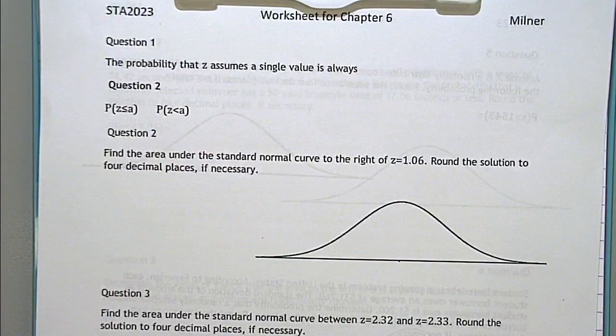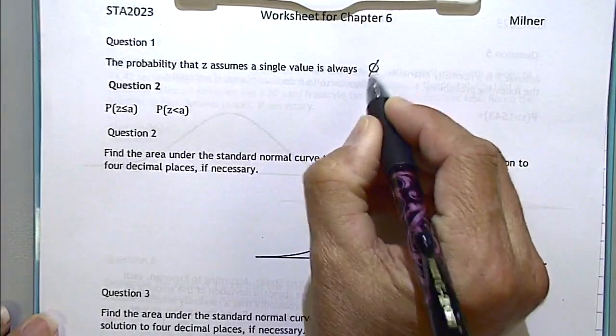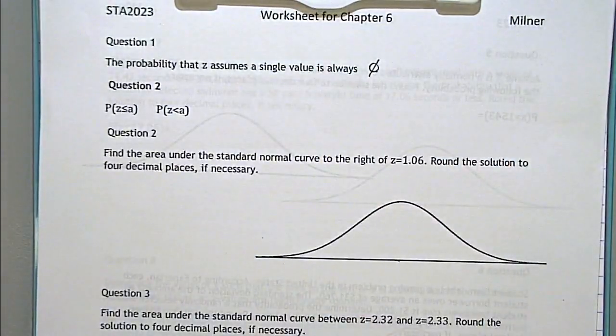The probability that z is a single value, the probability that you're going to say z is equal to any number, is always going to be 0. Now listen to what I didn't say. I didn't say the probability that z is going to be greater than a number, less than a number, or greater than or equal, or less than or equal. The probability that z is equal to a single number is always 0.